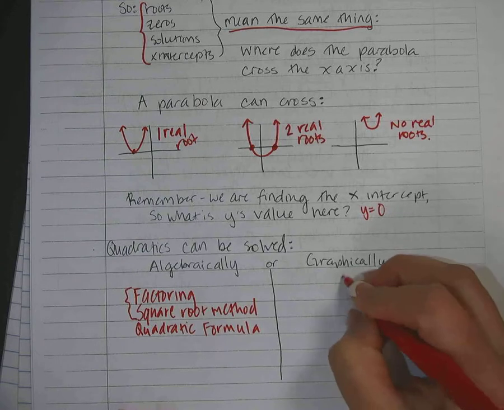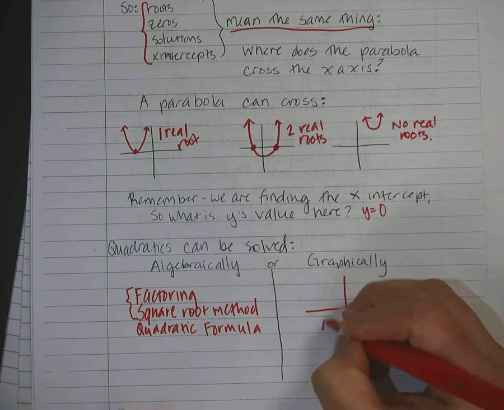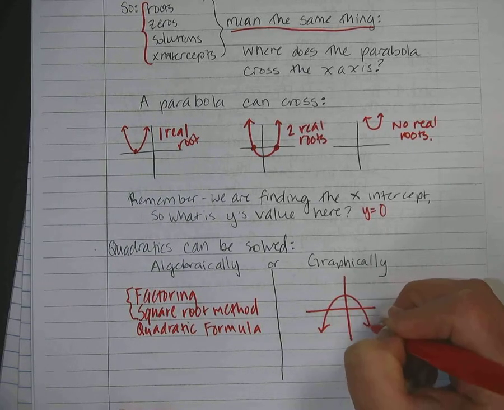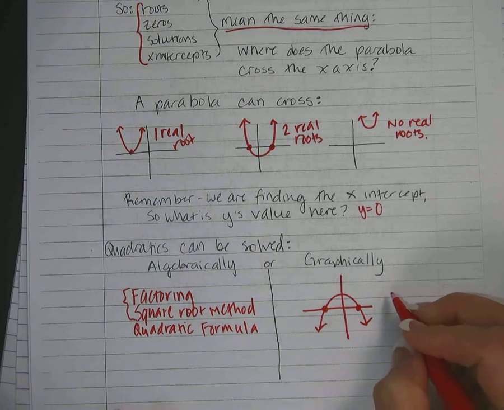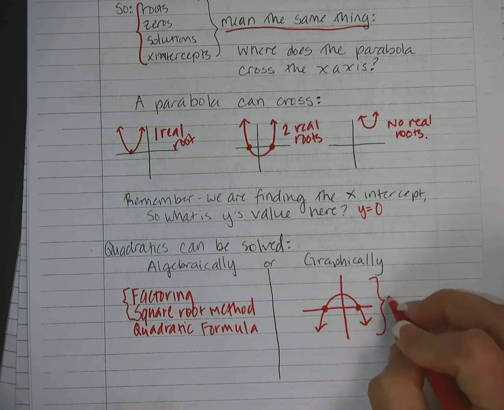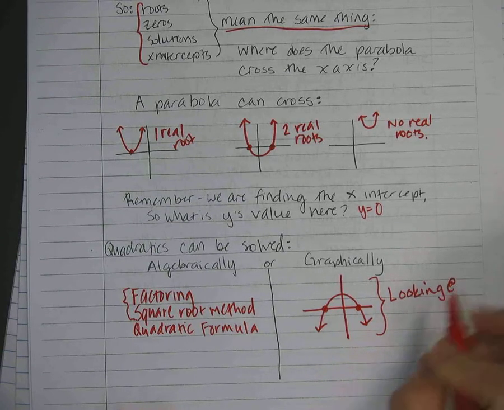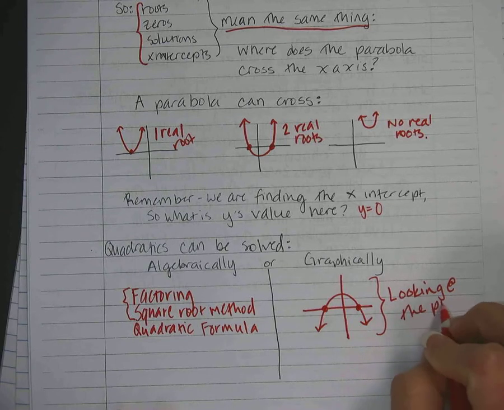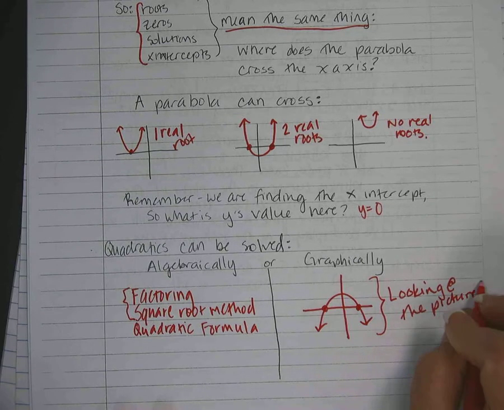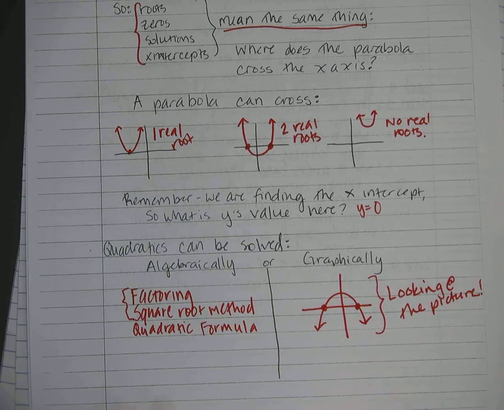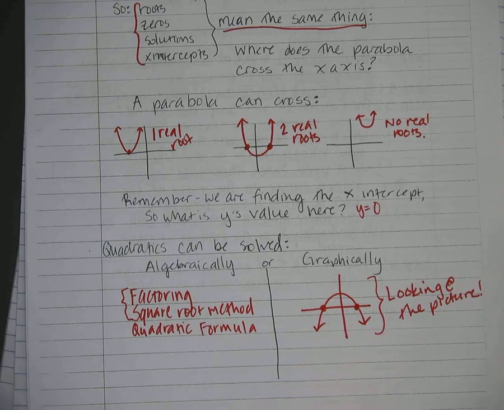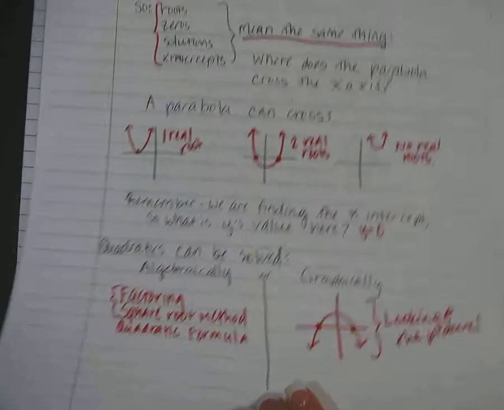Graphically would be to actually look at a picture of the graph and see what the points are. So graphically, you're looking at the picture to find what these values are. Okay, so let's talk about how we're going to do that, because we are going to use our calculator.